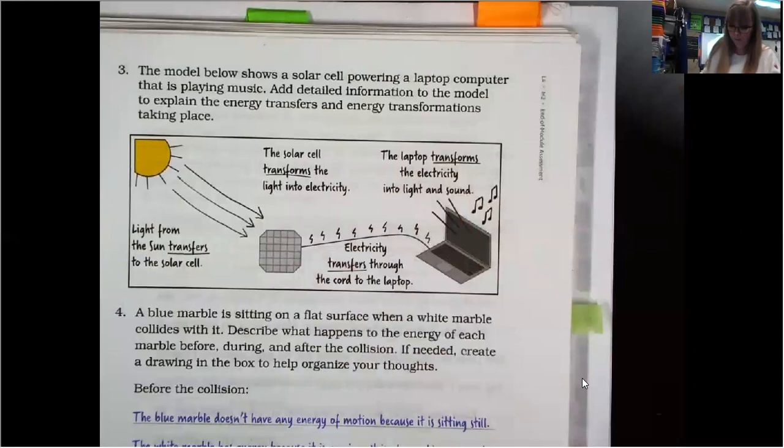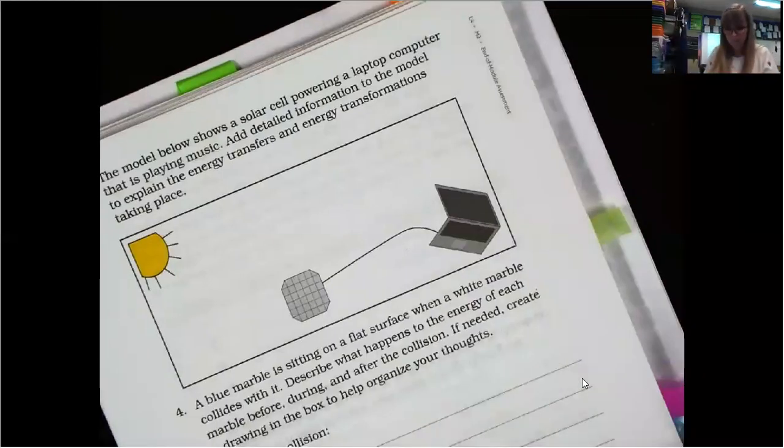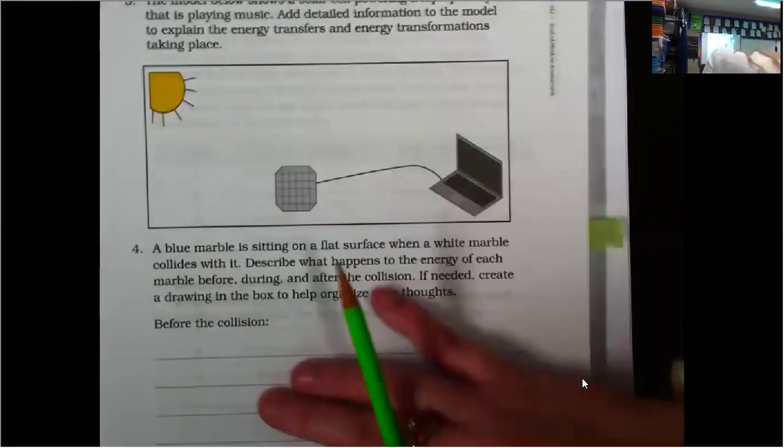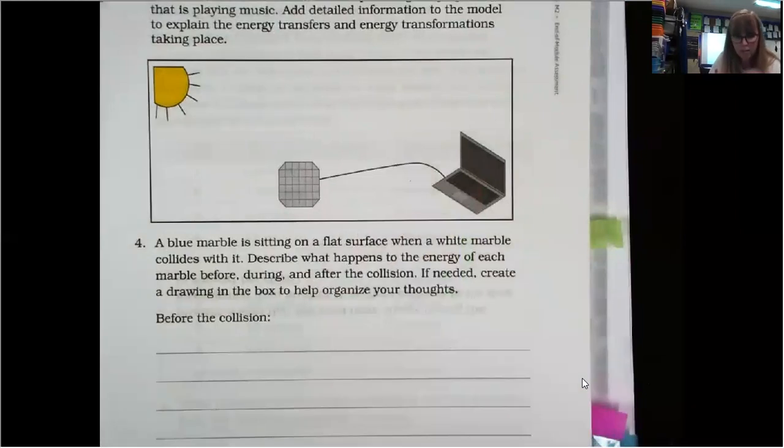Number 4. Go back to the original question. A blue marble is sitting on a flat surface when a white marble collides with it. Describe what happens to the energy of each marble. So you're going to have to tell me what happens to each marble's energy before, during, and after the collision. If it helps you, you can think of the balls on a pool table, or you can think of marbles. So you have 2 balls.